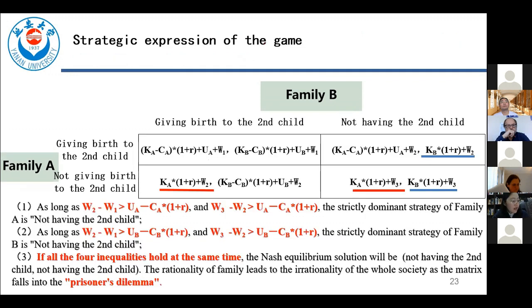If we sort out these conditions, we will find some important inequalities. So if all the 4 inequalities hold at the same time, the rationality of families will lead to the irrationality of the whole society, as the matrix falls into the prisoner's dilemma.